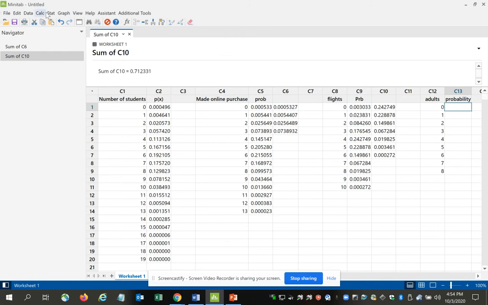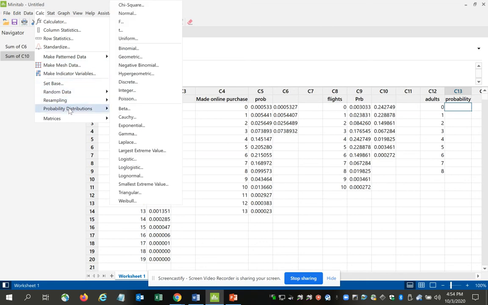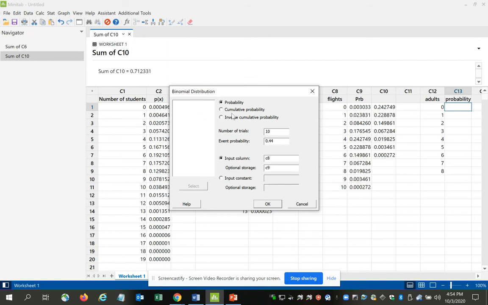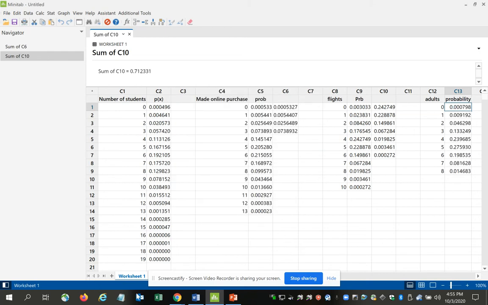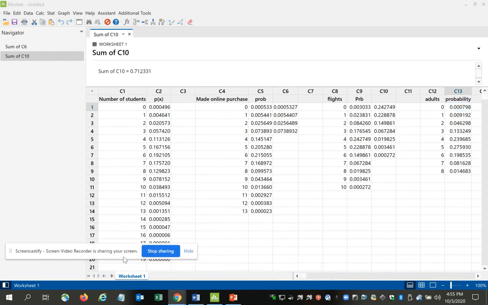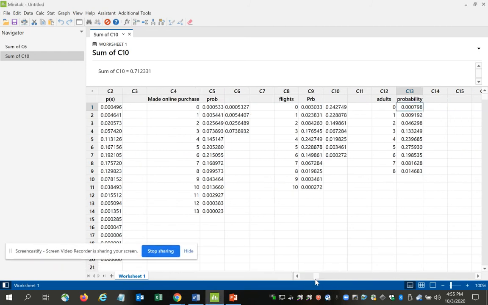Then I'm ready to calculate the probabilities. We have, again, calc, probability distribution, binomial, probability. We have 8 trials. Our probability of success is 59, or 0.59. My input column is column 12. We're going to store them in column 13. You can replace column 1 every time. I'm just trying to show you all of them here at once on this particular page.